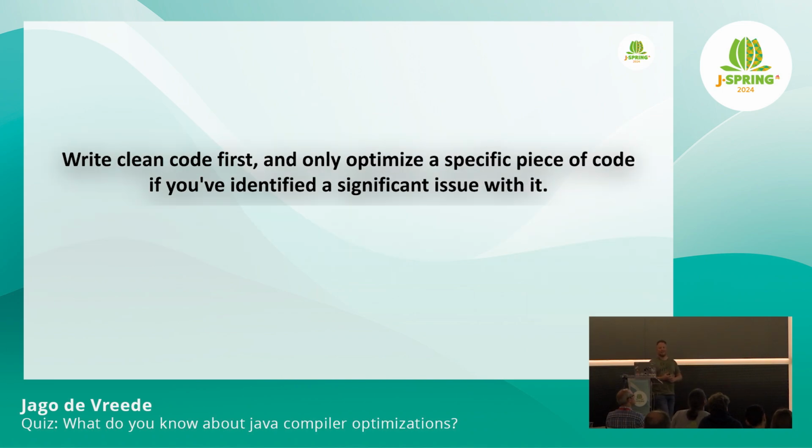I like to combine it and say, write clean code first and optimize a specific piece of code if you identified a significant issue with it. So just write normal code like any normal people, because you write code for your fellow developers, and don't go berserk and think you are smarter than the C2 compiler, because you're probably not.